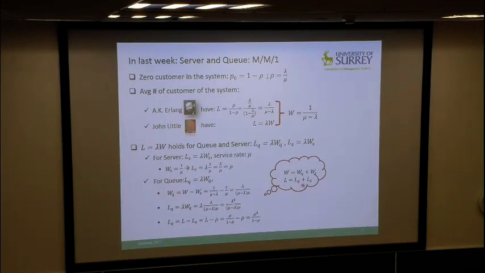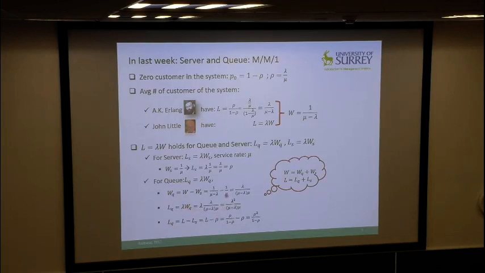But we have the assumption that the total time equals WQ plus WS. That's only the queue time and service time. So if we know the whole time, we can easily calculate the time we're spending in the queue. And if we know the time spent in the queue, we can calculate LQ by multiplying by lambda.